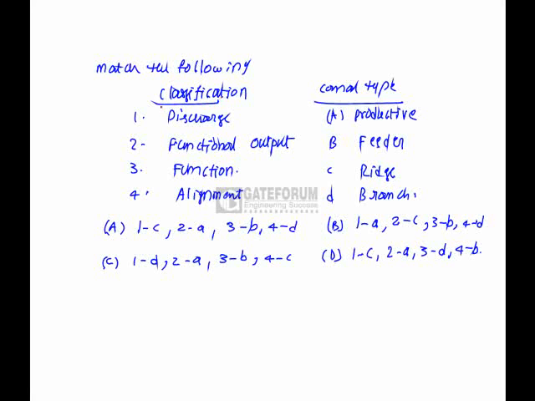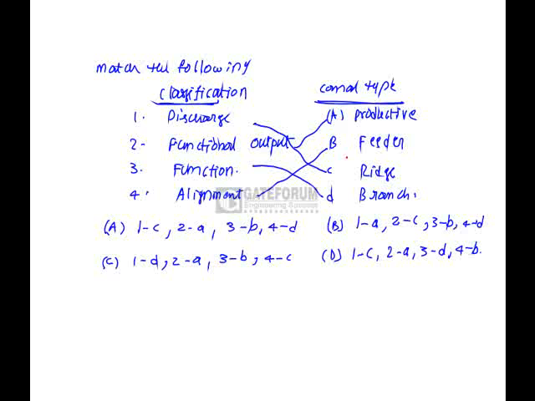The option is match the following. Classification and canal type is given. If you see the canal types: productive, feeder, ridge canal type and branch canal type. Productive canal is classified into functional output and feeder canal is classified into alignment. The ridge canal is classified into discharge. Branch canal is classified into the remaining thing, function.